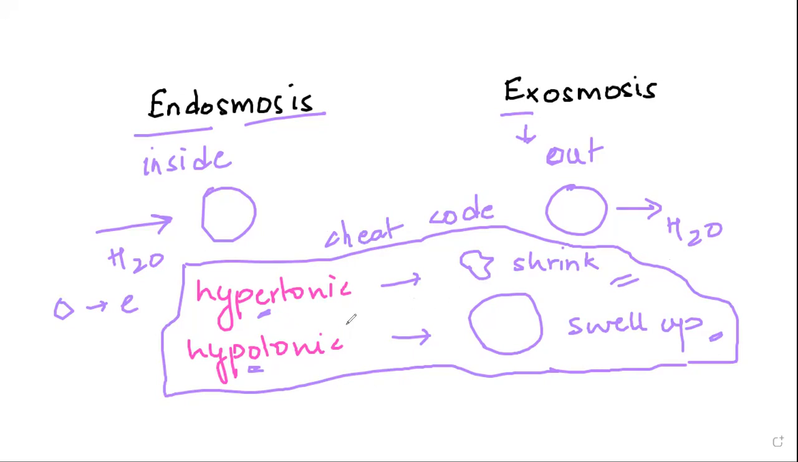So once you have identified, now that you know this, your only job is to identify whether the cell is in a hypotonic or hypertonic solution, right? Then you automatically know what will happen to the cell. Okay, has everybody taken this down?